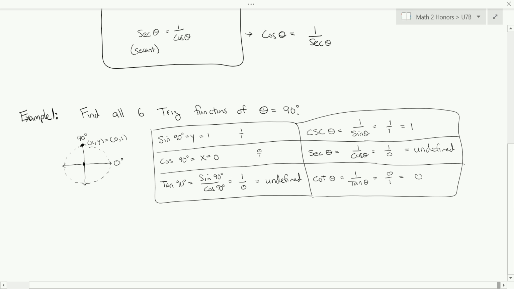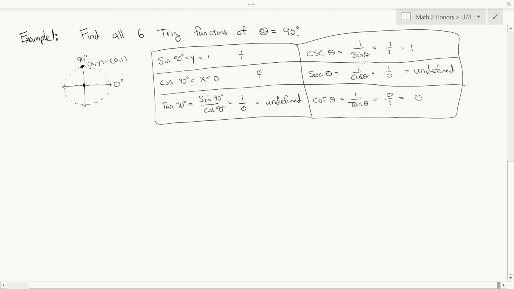That was example 1. Example 2, find all 6 trig functions for 120 degrees.